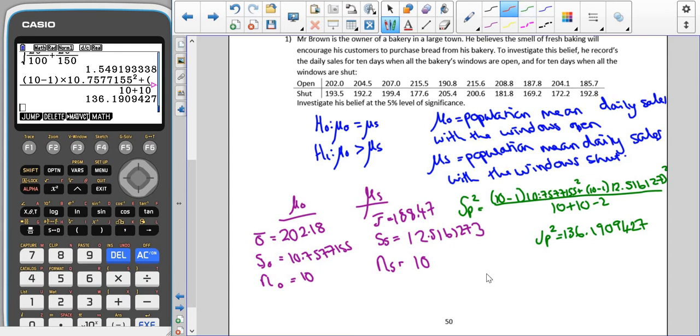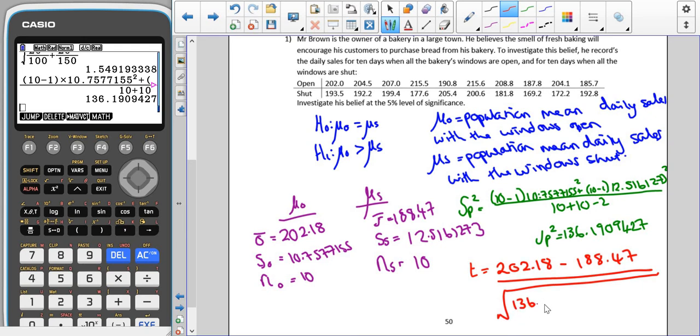down. So to get our test statistic, our t value, we're going to have to use the other formula. So we're going to have 202.18 minus 188.47 divided by the square root of SP squared, so 136.1909427 times 1 over the first n plus 1 over the second n.